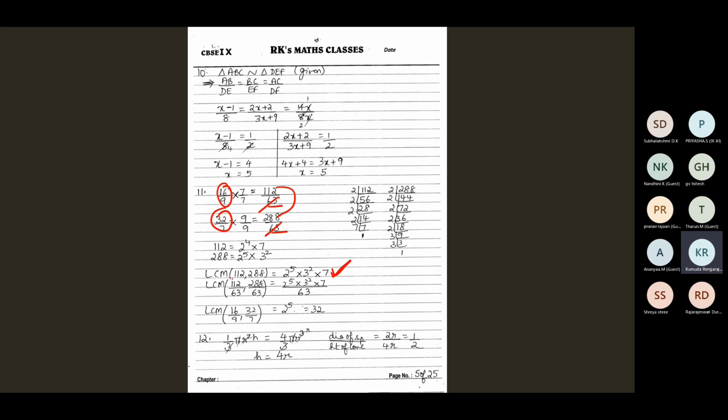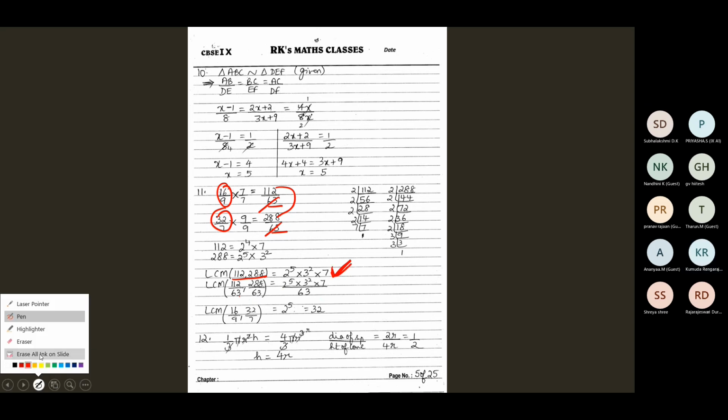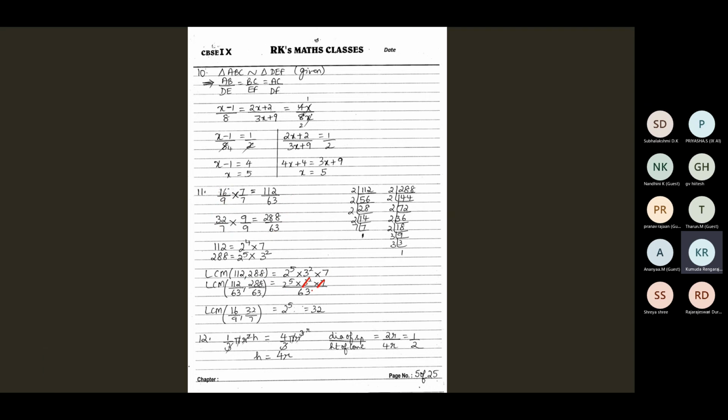So the LCM of 112 divided by 63 and 288 divided by 63 will be whatever is here divided by 63. So 9 7s are 63, 63 gets cancelled. So 2 power 5, which is 32.